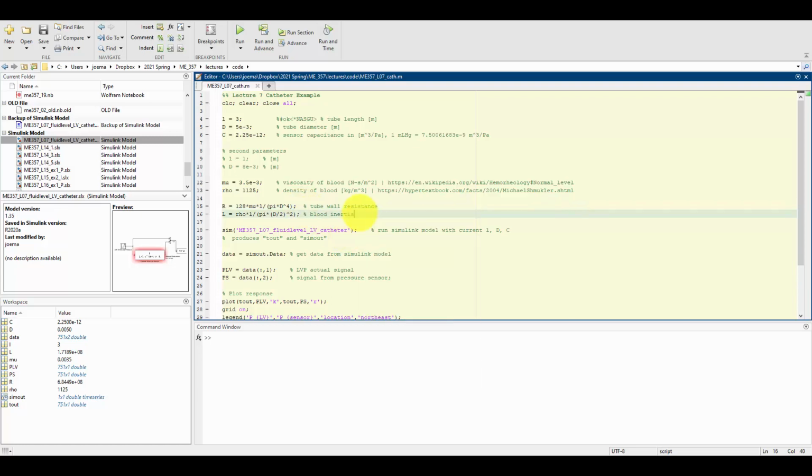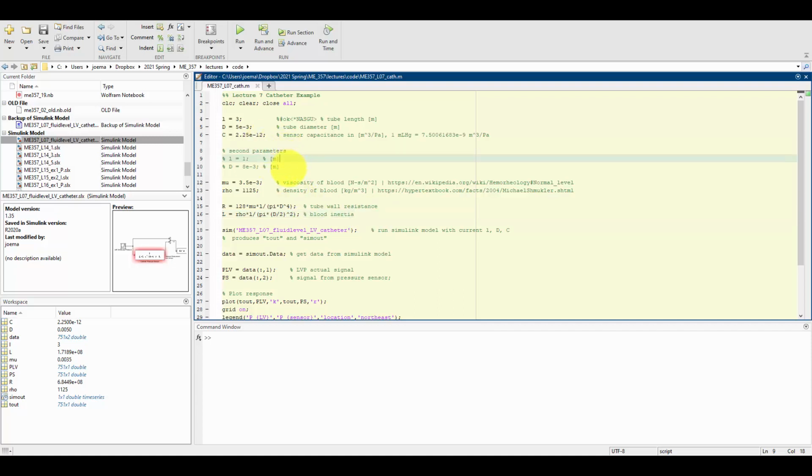And similarly for our inductance, a larger diameter increases the cross-sectional area, thus lowering the inductance. And also a shorter catheter, a smaller value of L, is going to reduce the inductance as well. So one of our design strategies could be, let's make R and L smaller, and hopefully that will make our readings better by reducing that equivalent resistance, reducing that equivalent inductance.